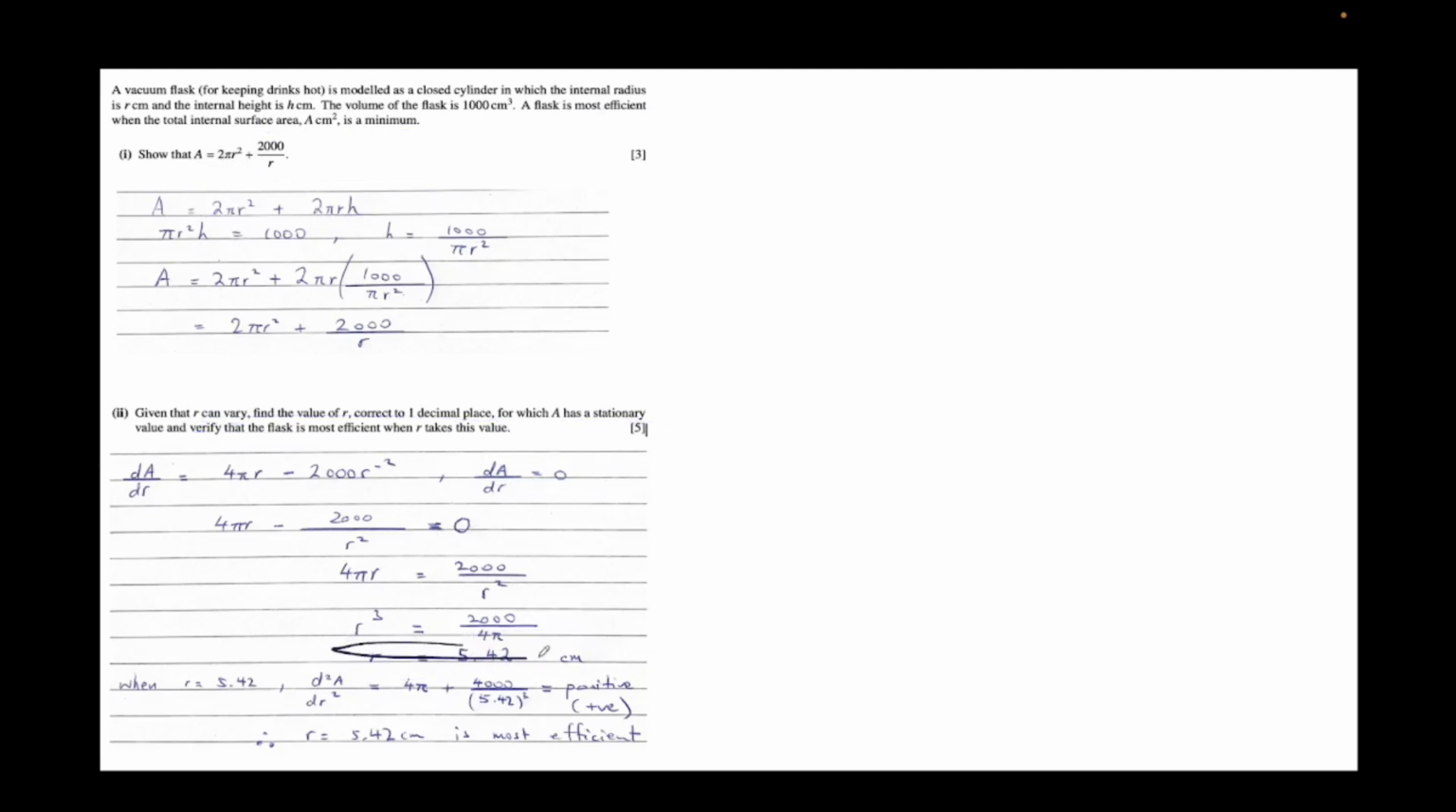So if we found out this is where it's going to be a minimum, how do we prove it's going to be a minimum? It's just going to be what? Substituting this into the double derivative to prove that the double derivative is positive or negative. Positive, which is what we've written over here. This is just the instruction for the double derivative, which comes from differentiating this, right? This becomes 4 pi, no problem. This is going to be negative 2 times minus 2,000, which is plus 4,000, times r to the power negative 3, which is the same thing as dividing the whole thing by r to the power 3 on the bottom.